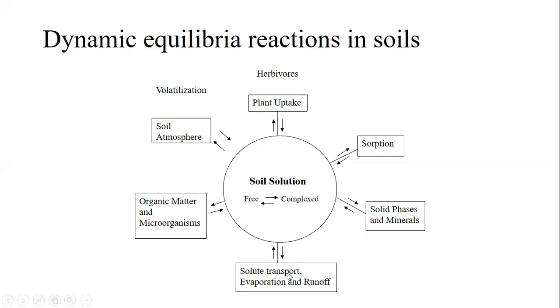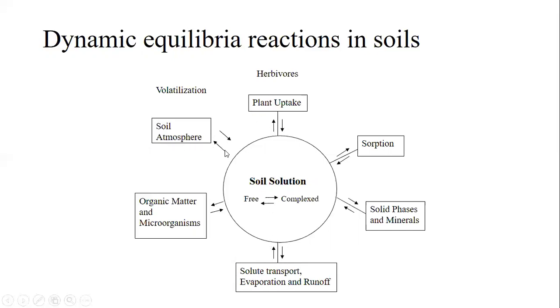Here, the solute transport, evaporation, and runoff. Of course, you can have leaching below the soil surface, way down from the soil solution. And then you can have evaporation to the atmosphere, losing moisture and other things if they are volatile. So this is also in contact with way below and way above.